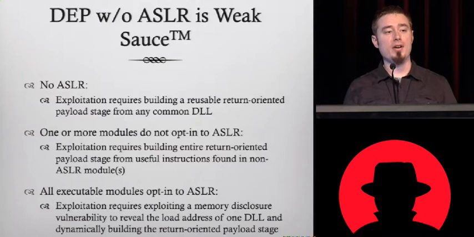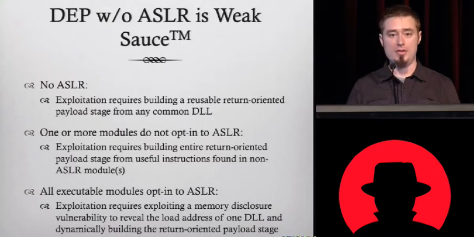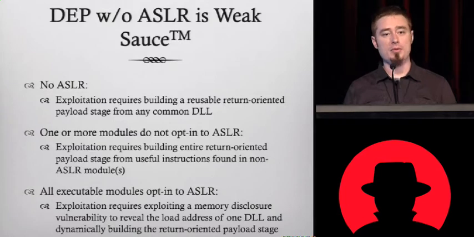If you're in the situation where all modules opt into ASLR, well, it's a little trickier. What you're going to need to do is find a memory address disclosure vulnerability to actually reveal the address of a DLL, and then use that to build your ROP stage and execute that. If you want details on how to do that, you can read a paper by Peter Vreugdenhil, who won Pwn2Own this year.